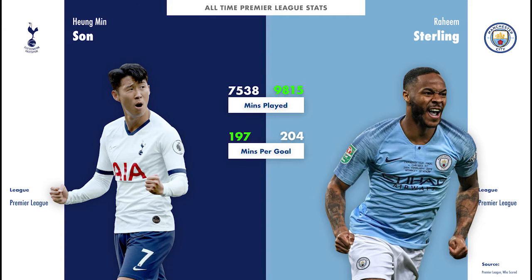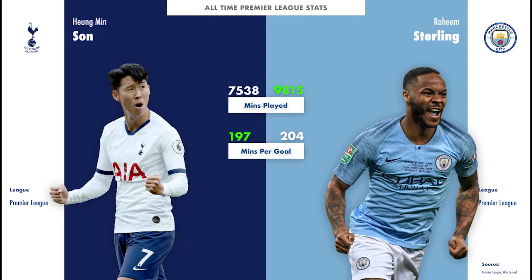Anyway, yes, because when you look deeper into the stats, you can see that Sterling has played more minutes per game than Son has. In fact, Son has played 7,538 minutes in the last 5 seasons or so, whereas Sterling has played 9,815 minutes in the last 5 seasons or so. Sterling wins. Yes, he's played more minutes. So that justified why Sterling was coming up on top.